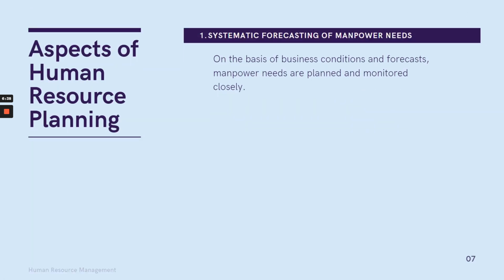Now, let's talk about the aspects of human resource planning. There are four aspects of human resource planning, and number one is the systematic forecasting of manpower needs. On the basis of business conditions and forecast, manpower needs are planned and monitored closely.